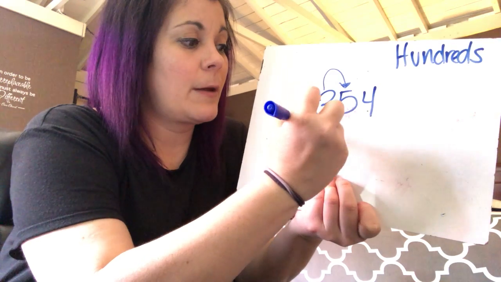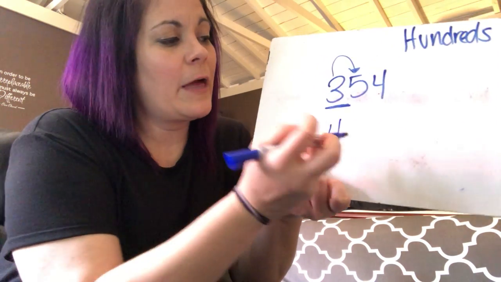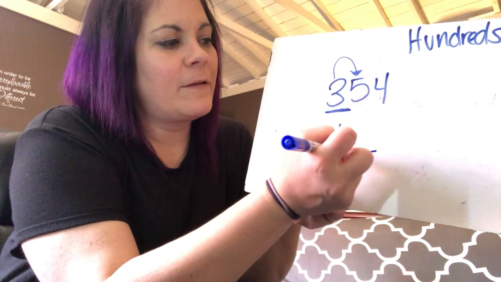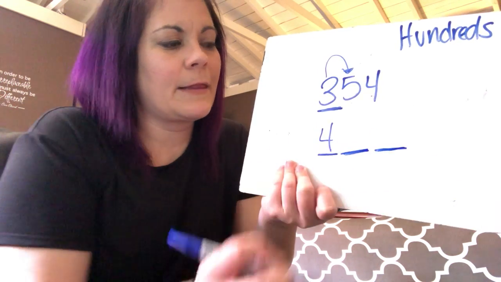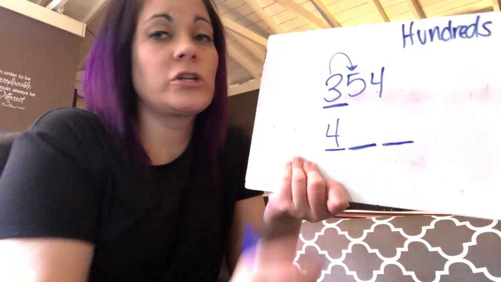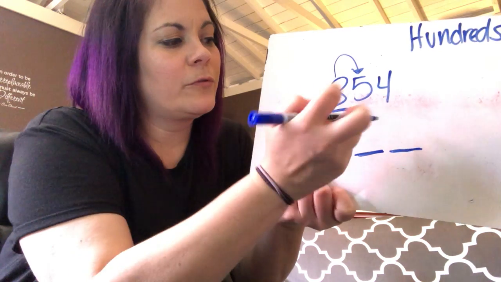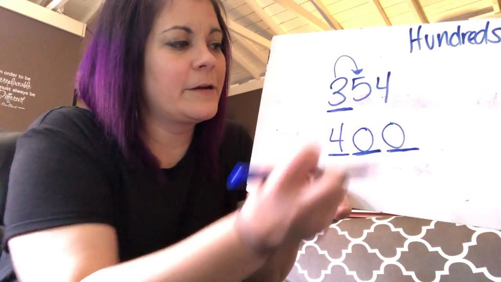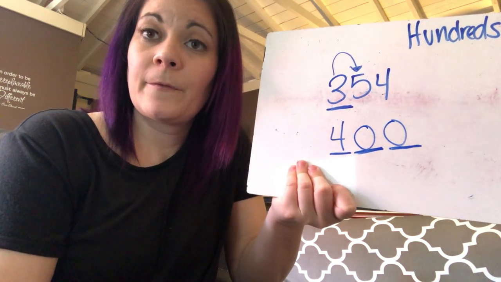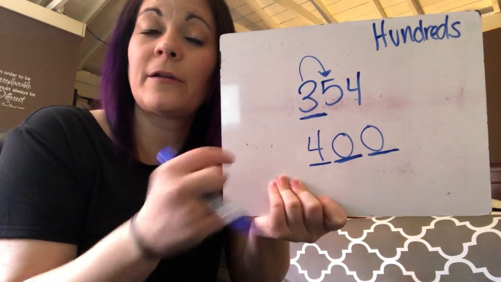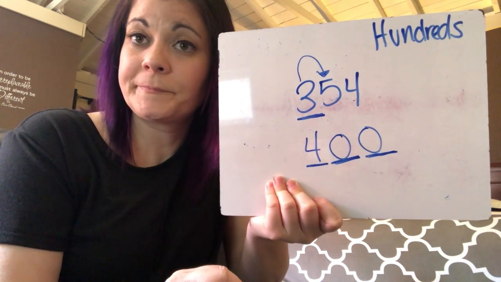So after 3, we know comes 4. Well, 4's in the hundreds place, right? So we have the tens place and the ones place left because we're rounding to the hundreds place. So to fill these in, we do our fillers that are 0. Okay, so now 354 rounded to the hundreds place is 400.